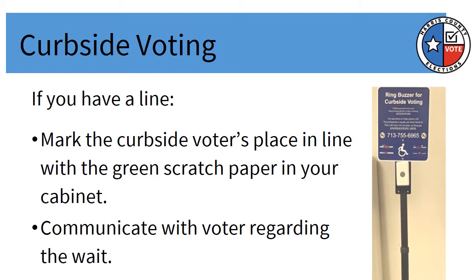If you have a line of voters, you will need to mark the curbside voter's place in line with green scratch paper. Hand it to the last voter in line and instruct them to give the paper to the clerk when they reach the qualifying table. In addition, the workers should let the voter know that someone will be out to check them in as soon as it is their turn and that their place in line is being marked.